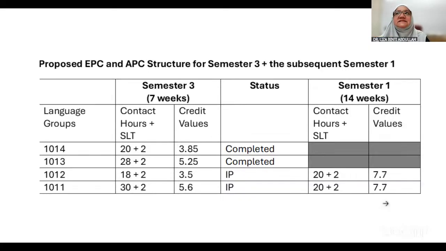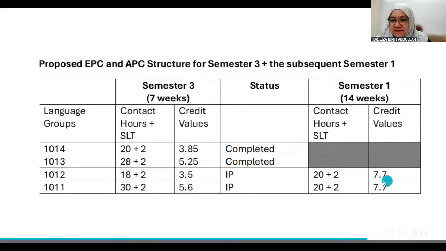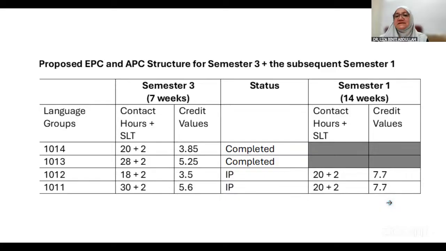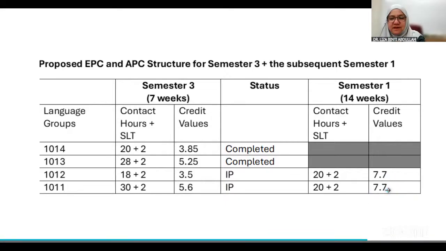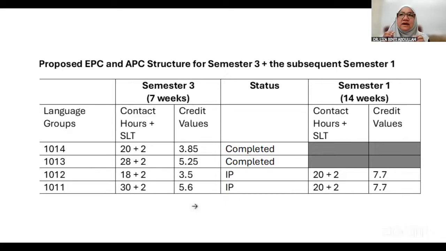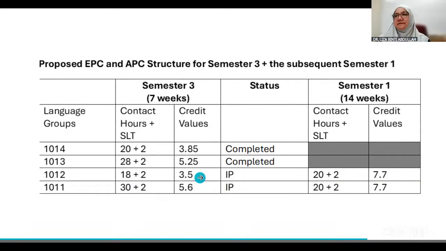Unicore or any easy, maybe introductory courses in your kuliah, if you are ready. But you still have to take them because you have to complete 12 hours. 7.7 in semester 1 is not enough. You have to add until you have 12 hours for these two groups in semester 1. But for semester 3, no problem, because a student can take a maximum of 10 credit hours in semester 3. These are all below 10, so you are okay.